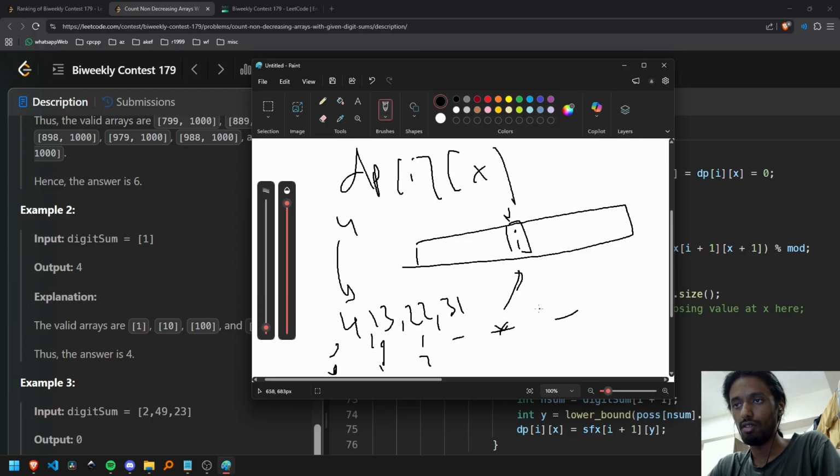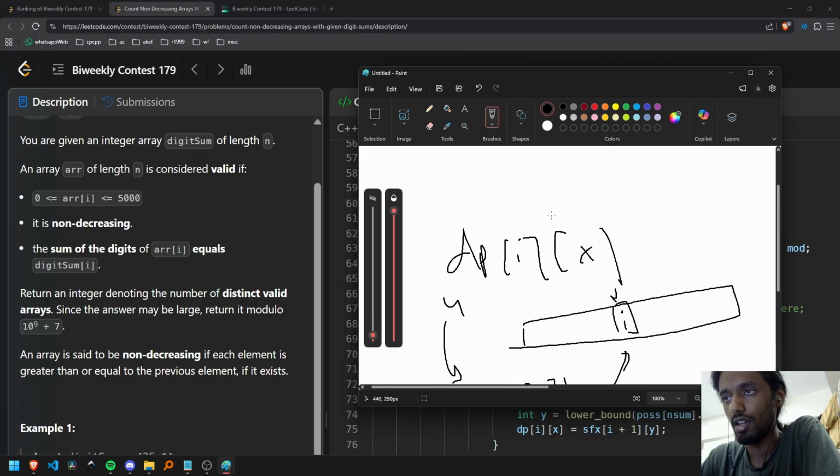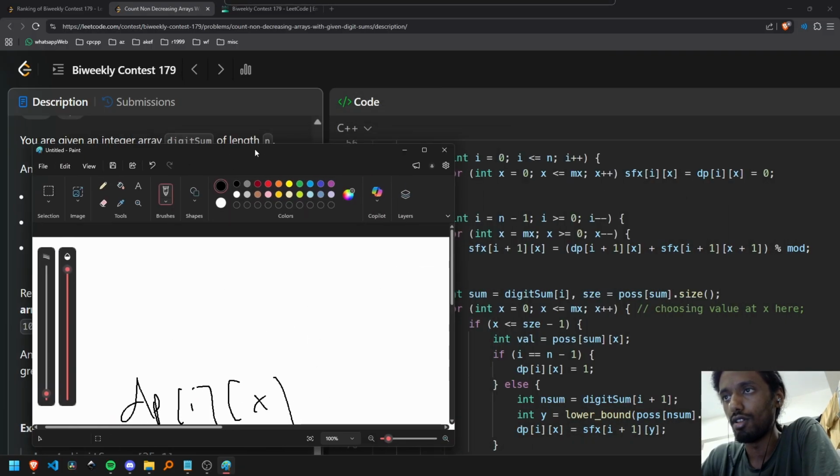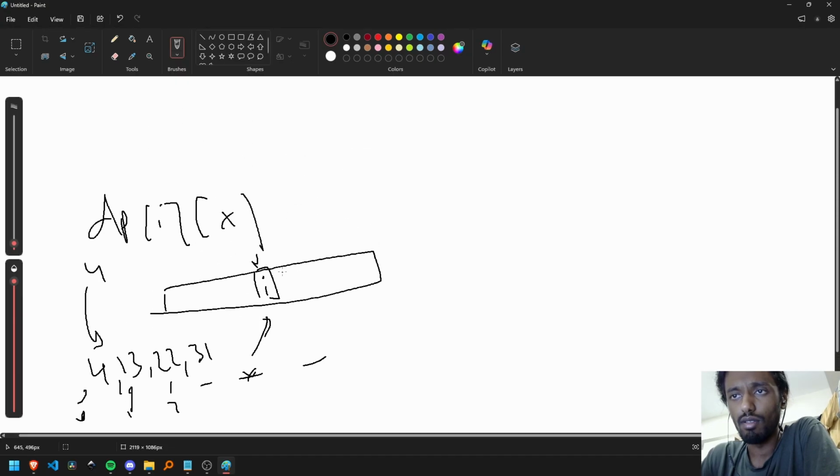I'm doing this because in this way we can map a large range of values, which is 0 to 5k, to at max 365. If you run this loop and find the maximum size, you'll see it's 365. So when we are doing this dp[i][x], obviously we have to ensure that the next element is greater than or equal to it, right?